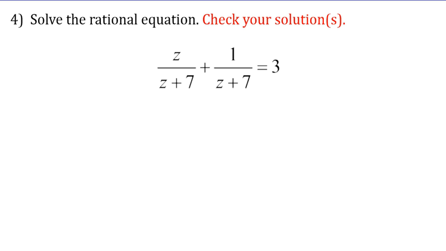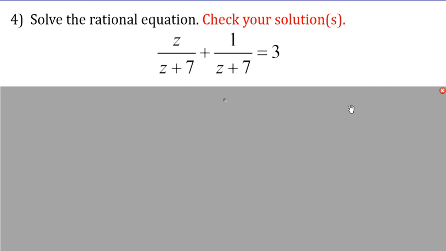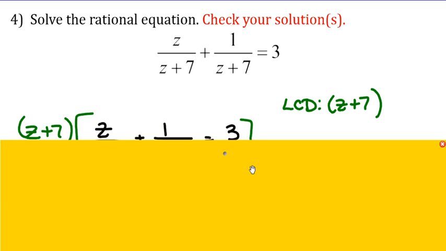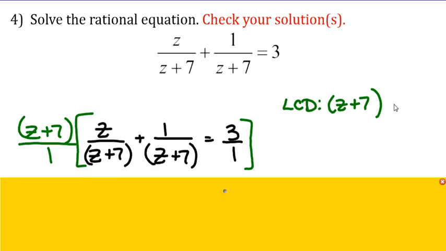One more rational equation. Again, when we're adding our rationals, we need to have common denominators. Let's check their denominators here. Z plus 7, Z plus 7, 1. What would be the common denominator we need to add our pieces together? It would have to be Z plus 7. Well, if you're dividing by Z plus 7, to undo that, you'd have to multiply by Z plus 7. So let's multiply each piece of our rational equation by Z plus 7.